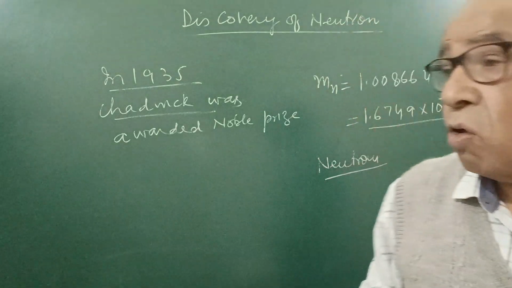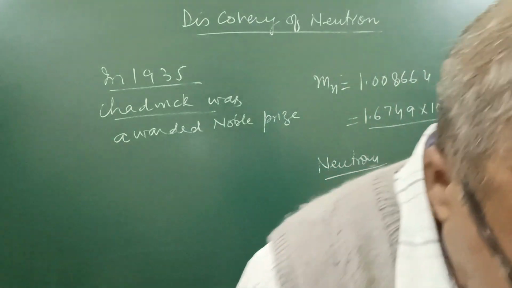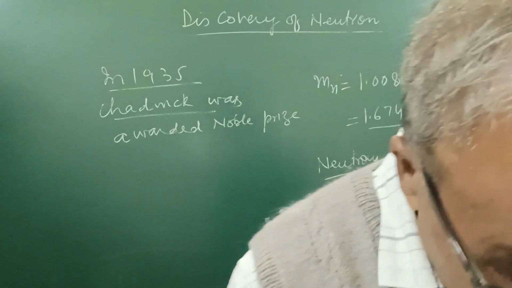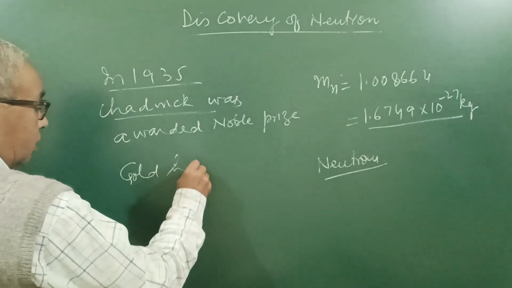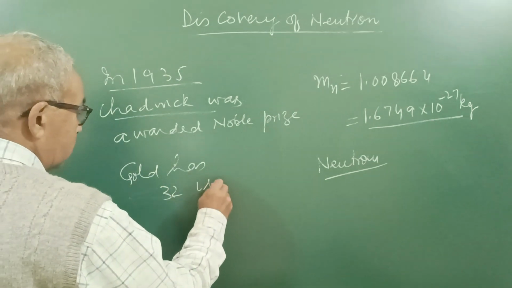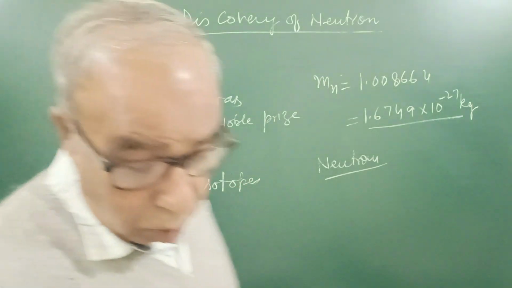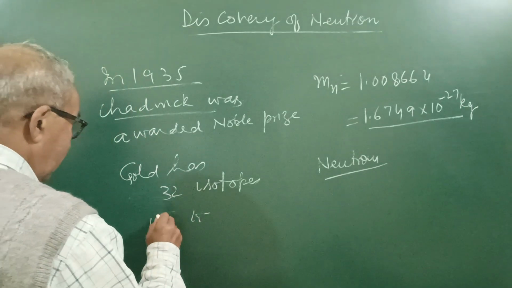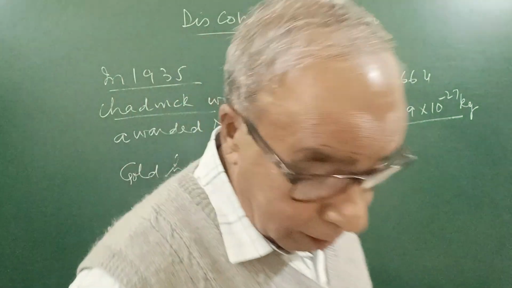Now, with the help of this, we could explain the existence of isotopes of different elements, and it is found now that the element gold has 32 isotopes, whose mass ranges from 173 to 204. So these isotopes were discovered.